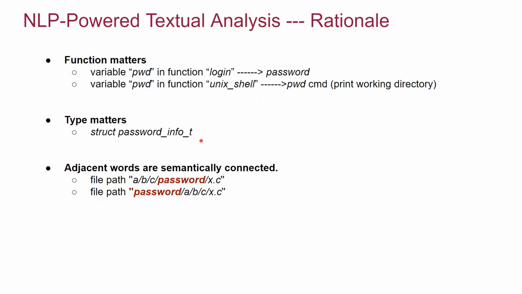And third, adjacent words are semantically connected. Let's say we have 2 file paths. In the first path, the password folder is close to the code file x.c. And in the second path, the password folder is far away from the code file. So let's say a variable is in the first file path. That means this variable is more likely to store some password information because the password folder is close to the code file.